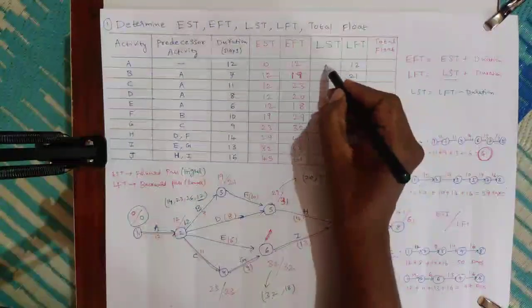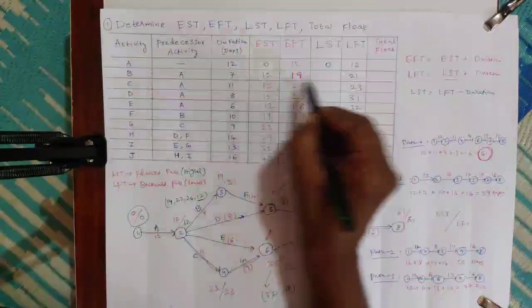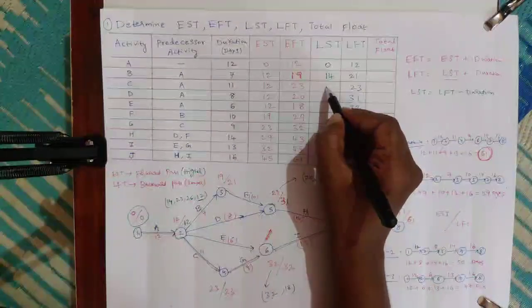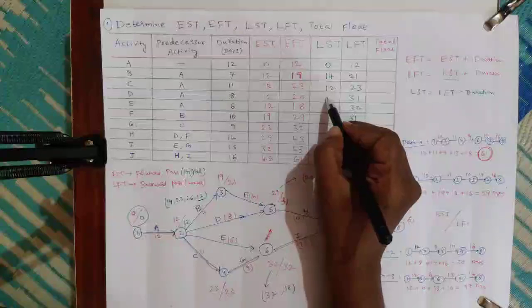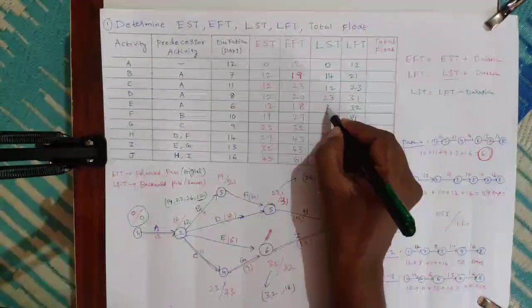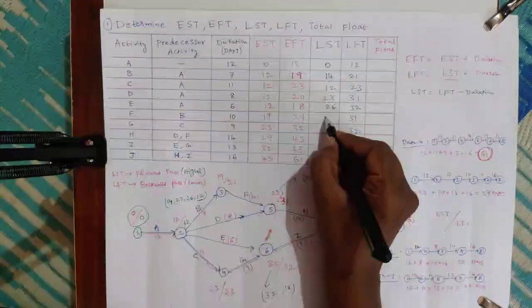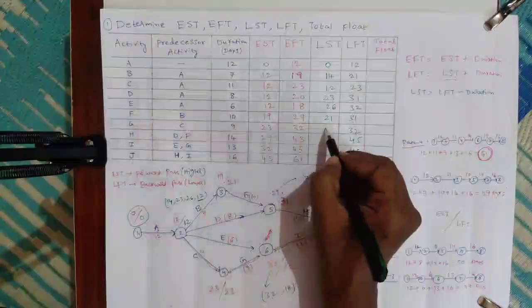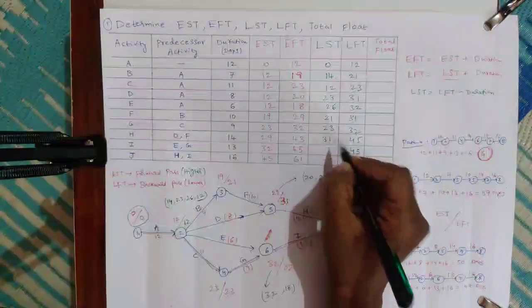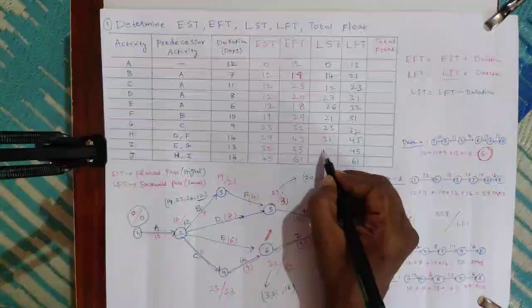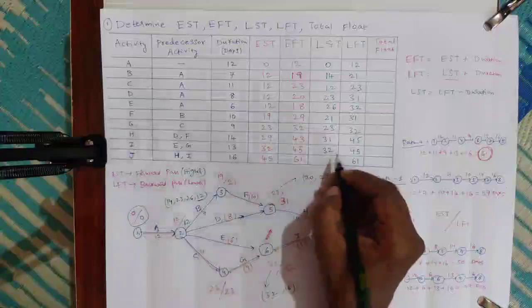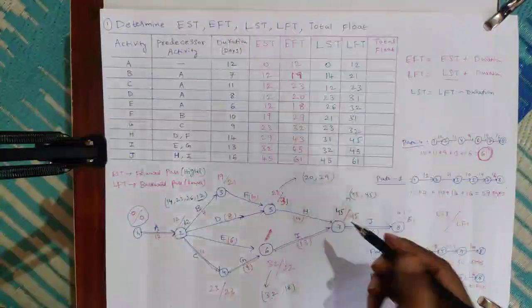12 minus 12, 0. 21 minus 7, 14. 23 minus 11, 12. 31 minus 8, 23. 32 minus 6, 26. 31 minus 10, 21. 32 minus 9, 23. 45 minus 14, 31. 45 minus 13, 32. 61 minus 16, that is 45. In this way we can draw LST.